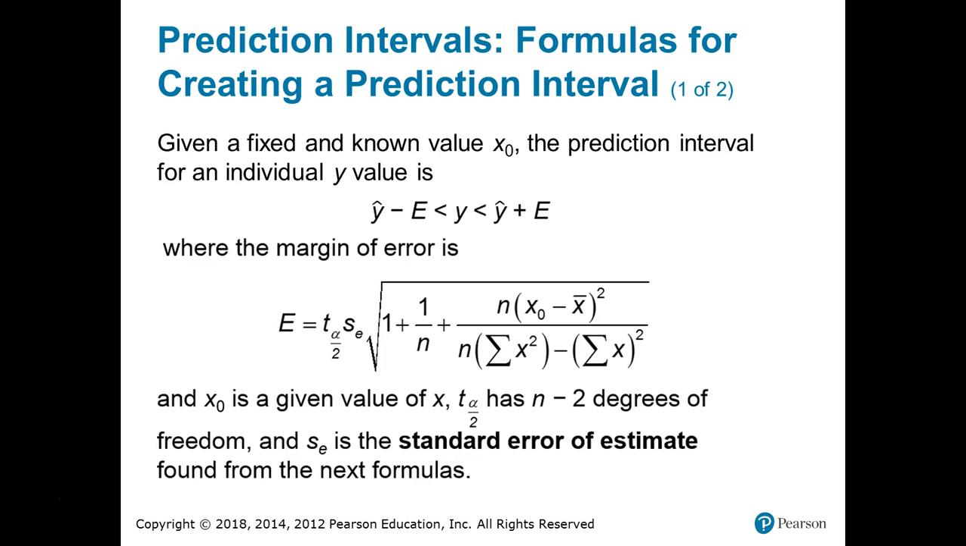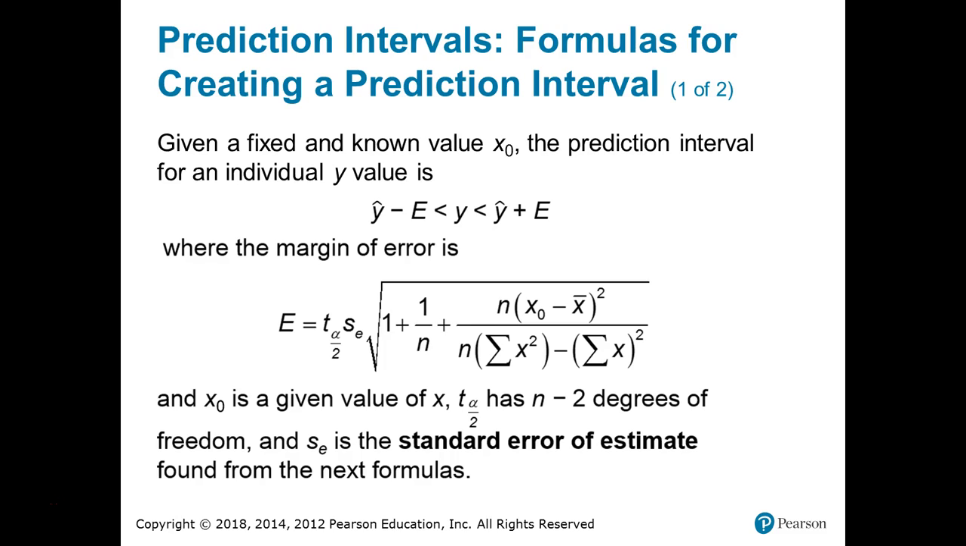So how do we find the values? We have to use the formula. Same formula as before, now we're just using the parameter of y's. Given a fixed and known value of x naught, the prediction interval will be given by this. It's y hat minus the margin of error is less than y, which is the actual, which is less than the predicted value plus the margin of error.